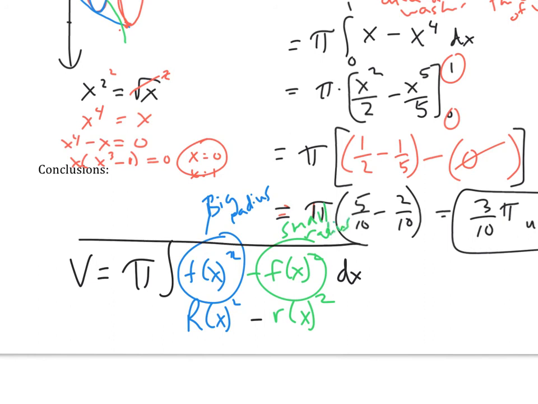Okay, so that gives you a formula, if you will, of finding the volume of any solid as long as we're integrating with respect to x, but I think you could probably figure out how to change that for y. That's what you're going to try in the next problem.